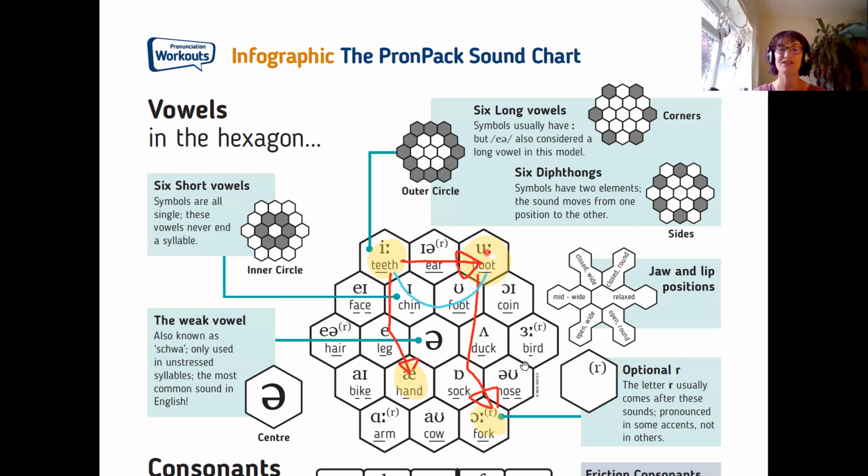I would definitely suggest go away, have a little bit of practice with the long vowels, the diphthongs and the short vowels, and good luck. Enjoy.